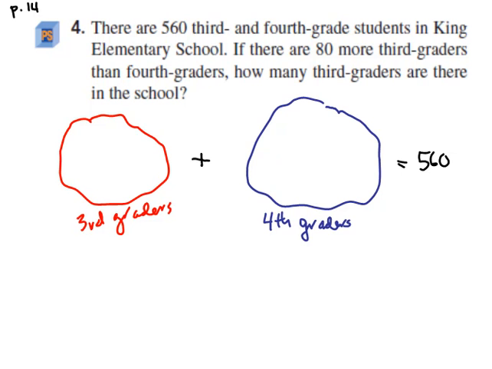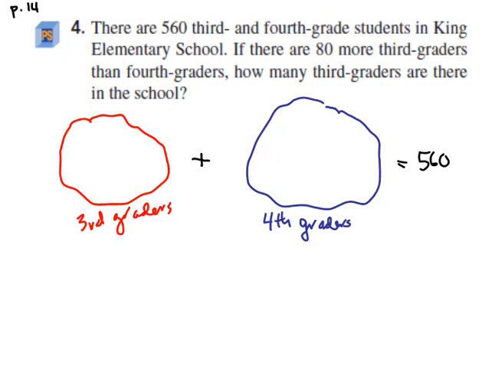But there's more to the story. There are 80 more third graders than fourth graders. So the third graders are the same as the fourth graders plus 80 more. Now if we knew how many fourth graders there were, then we would just take the fourth graders, then add 80 more to that, and we would know how many third graders there were. Then we'd add the fourth graders and the third graders together, and we'd get 560.